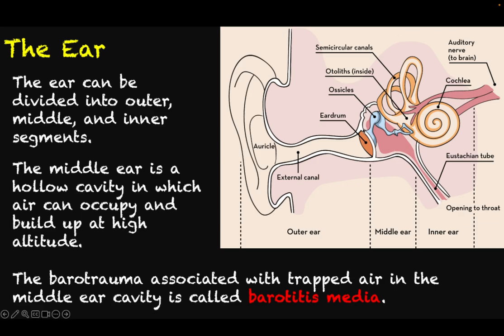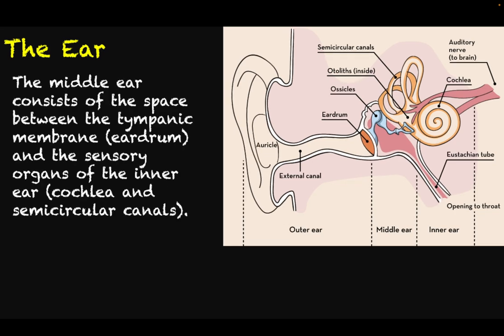The middle ear occupies the space in between your eardrum, or tympanic membrane, and these sensory organs that you see over here. Because this is a hollow cavity, it contains a certain amount of built up air that can change in volume depending on what your ambient air pressure is. When that happens, the barotrauma, or the trauma that's associated with changes in air pressure, that is associated with trapped air in the middle ear cavity, is called barotitis media.